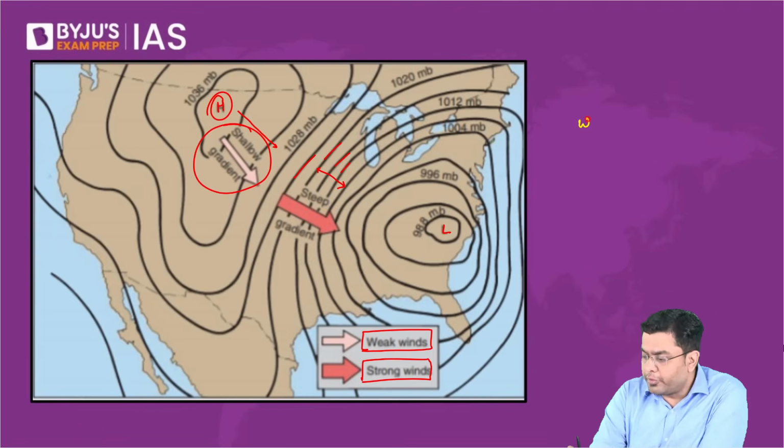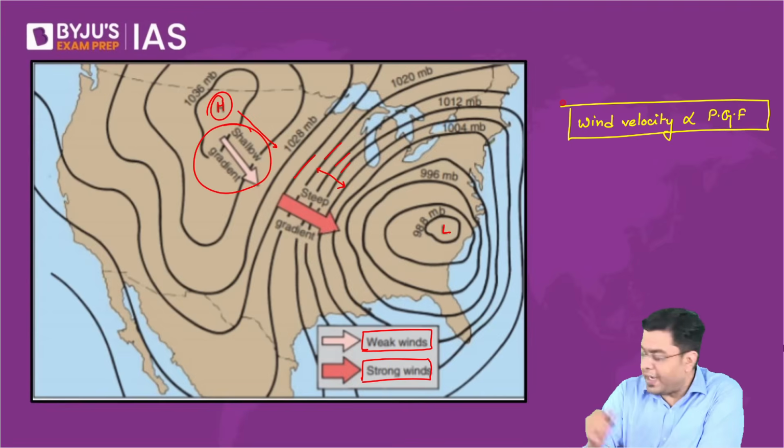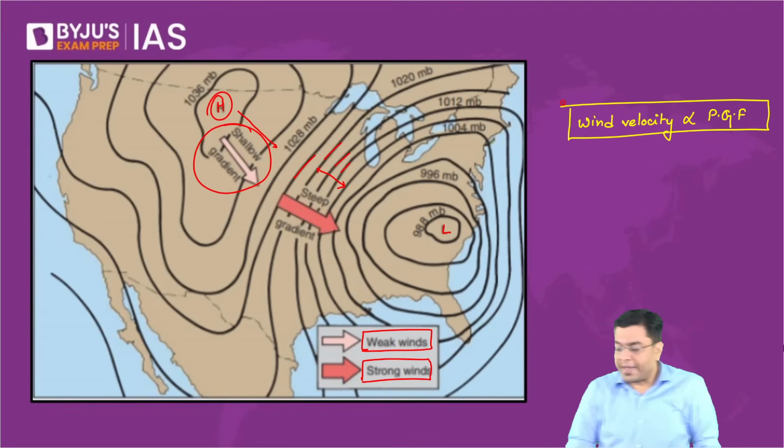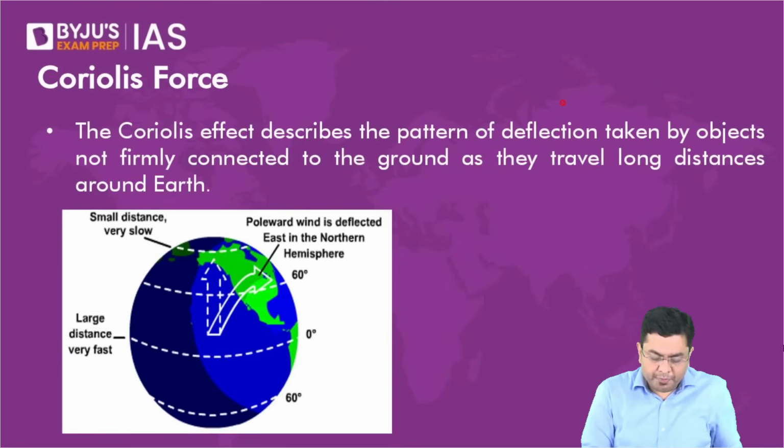So we can also say that wind movement or wind velocity is directly proportional to the pressure gradient force. If the pressure gradient force is high, the wind velocity will also be higher, and vice versa will also be true. So that is basically the aspect of pressure gradient force.